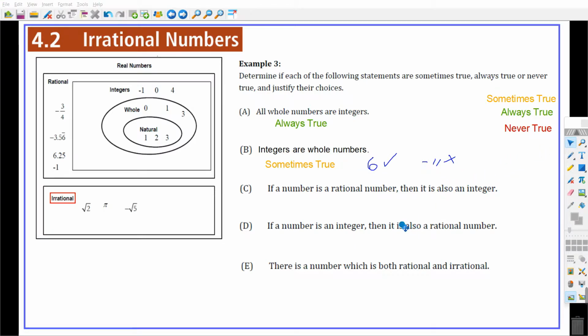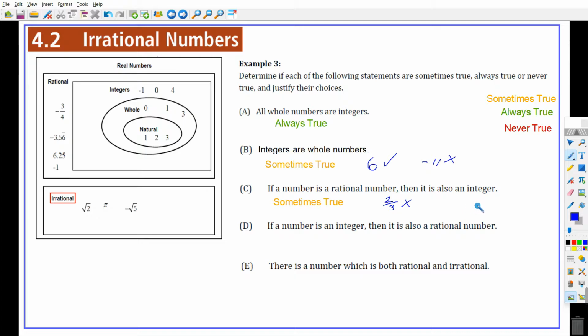If a number is a rational number, then it is also an integer. So this is going to be sometimes true. You could choose a number that is an integer, and it's also going to be rational. So 4 is an integer and it's a rational number. But an exception to this rule would be 2/3. It is a rational number, we can write it as a fraction. If you write it as a decimal, it's a repeating decimal, but it's not an integer. So this is an exception to this rule, so it is sometimes true.